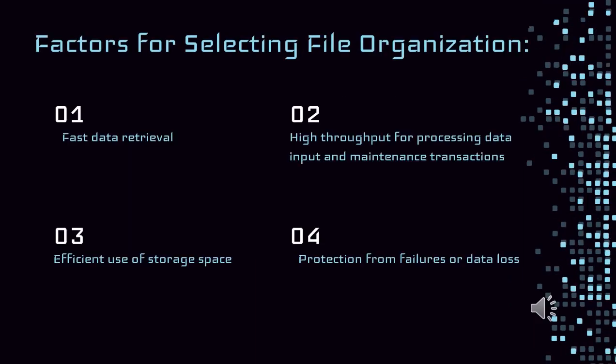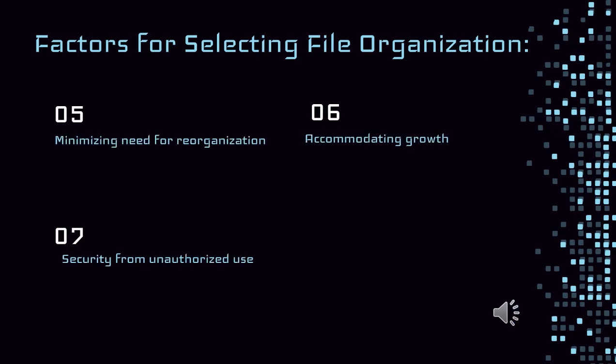In choosing a file organization for a particular file in a database, you should consider seven important factors. First is fast data retrieval, second is high throughput for processing data input and maintenance transactions. Third is efficient use of storage space. Fourth is protection from failures or data loss. Fifth is minimizing need for reorganization. Sixth is accommodating growth. And the last one is security from unauthorized use. Often these objectives are in conflict, and you must select a file organization that provides a reasonable balance among the criteria within the resources available.